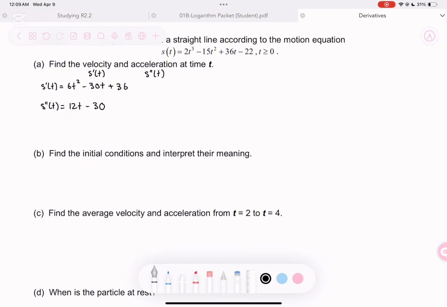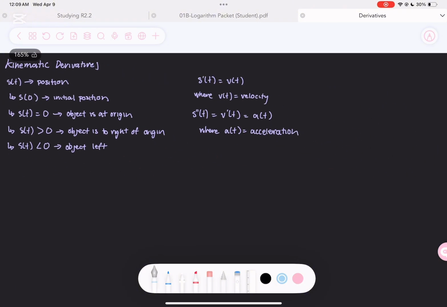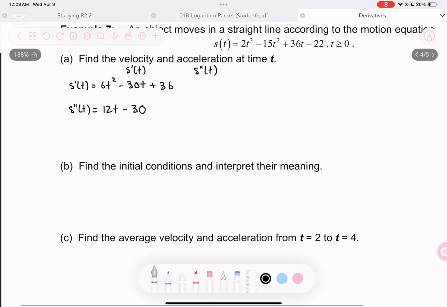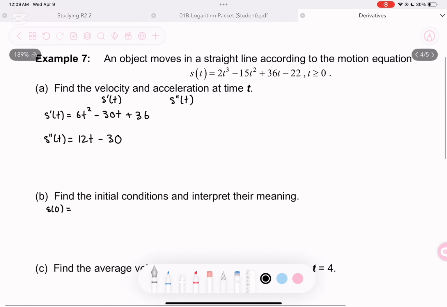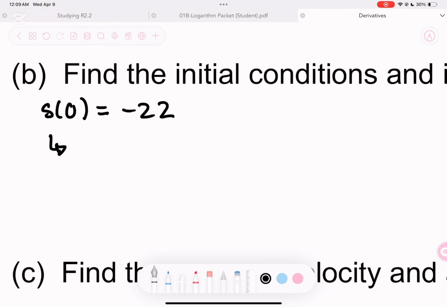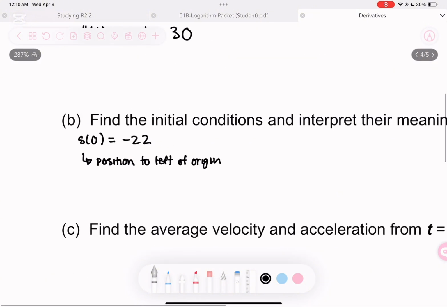Ugh, I guess so. Okay, well, the initial conditions of something is essentially when you set t equal to 0. This is your initial condition, so s of 0. If you want to find the initial condition of position, you would have -22. The negative doesn't really matter, it's not like you can have negative position. It just means that the position is less than 0, so the position is to the left of the origin.